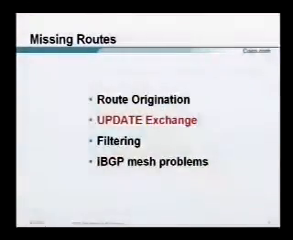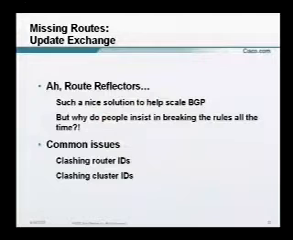What about the update exchange, missing routes? Well, I never really saw too many problems until route reflectors came on the scene. It's such a nice solution to help scale BGP, but people seem to enjoy breaking all the rules all the time, whether it's through bad documentation, trying to take shortcuts, or believing that route reflectors meant there are no more rules at all with iBGP. There seem to be so many issues that people run into. Common issues are, well, there are two of them: the clashing router ID and the clashing cluster ID.